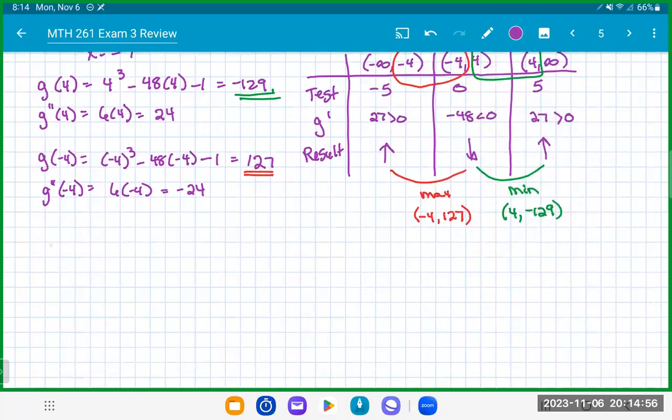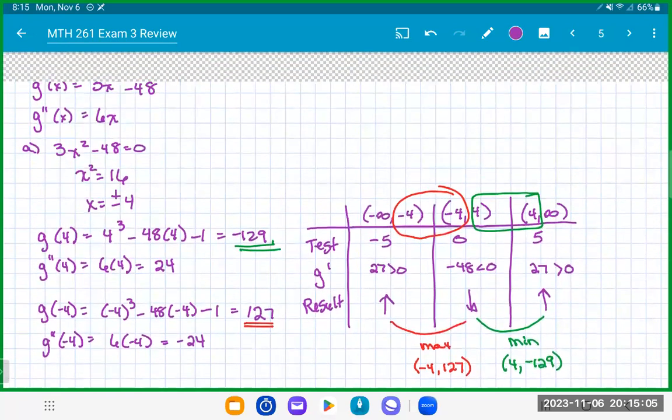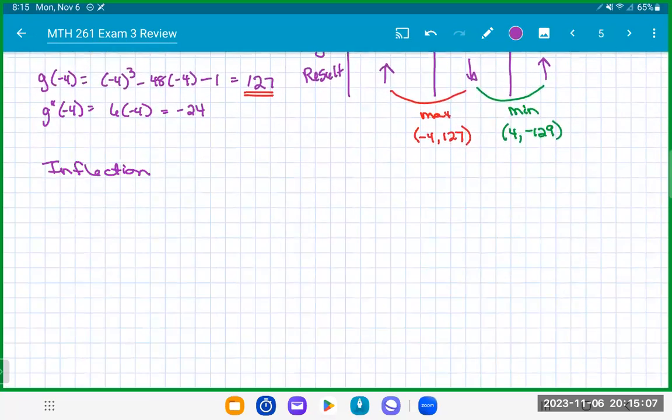The next part we want to look at is our inflection points. So we're setting our second derivative, 6x, equal to 0. We can see that that occurs at x equal to 0. So we'll evaluate our function at x equal to 0. That's 0 cubed minus 48 times 0 minus 1, so that is negative 1. So we have an inflection point at (0, -1). That's something that we'll need to put on our graph as well.